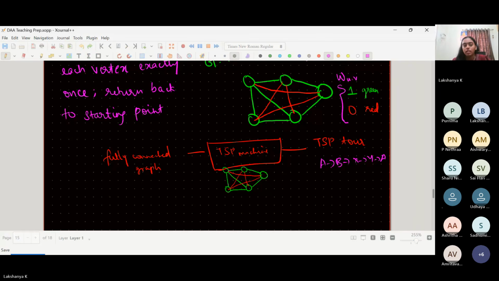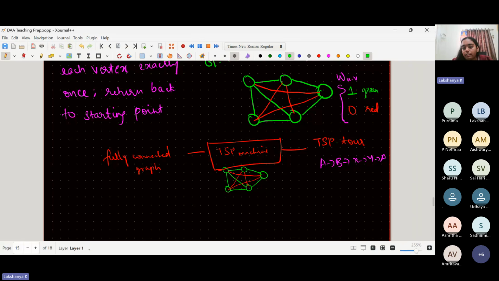Now, you will check the values of all these edge weights. If all of them are green, meaning if all are ones, it means we only used the edges which were already there in my graph, and we got a TSP tour, right? And a TSP tour is just going to be all cities visited exactly once, and you come back to your starting point. So that is exactly what your Hamiltonian cycle is going to be.